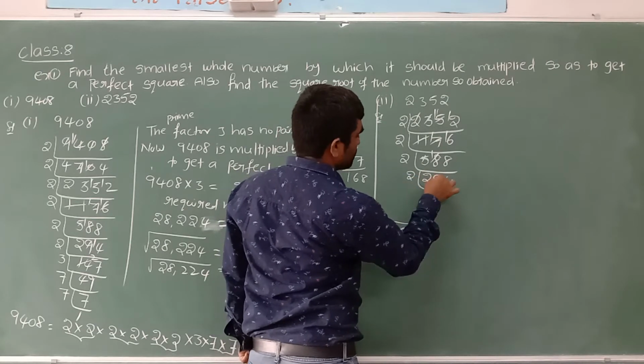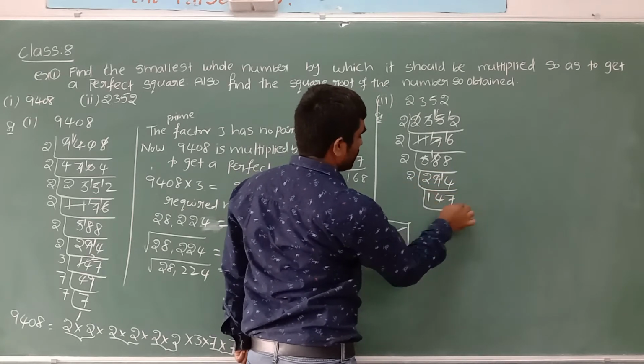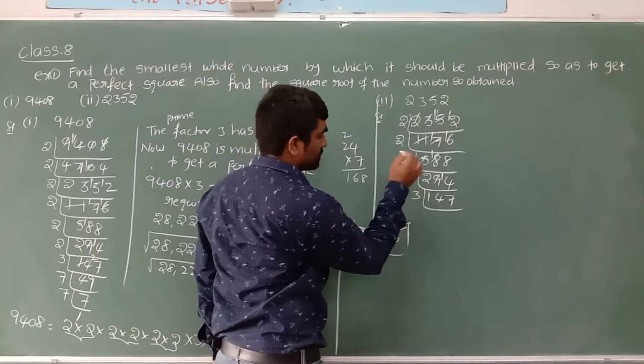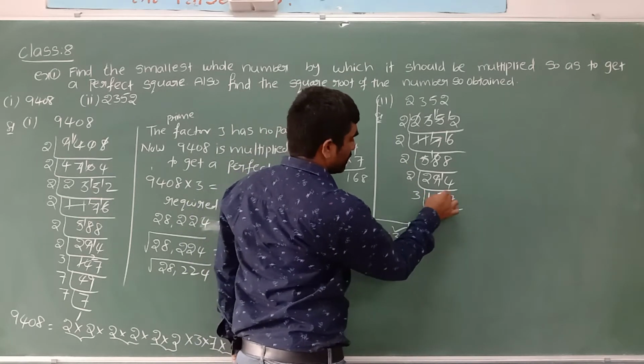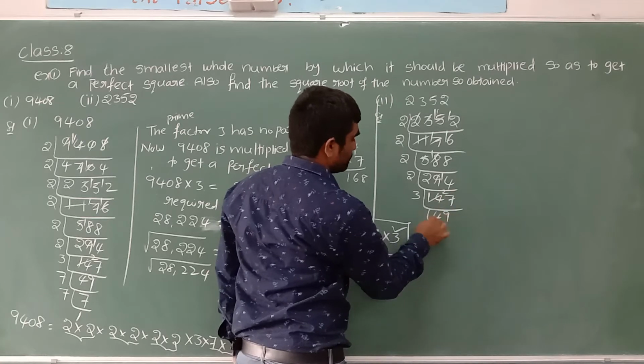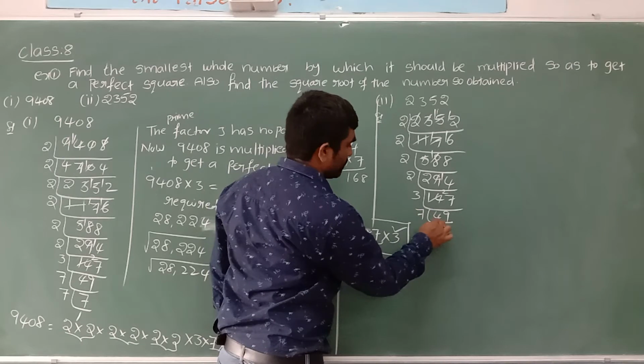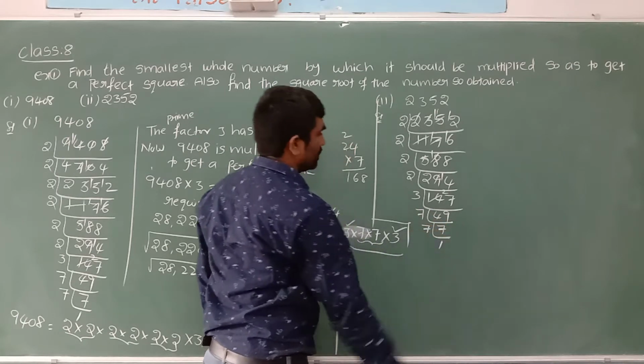2 ones are 2, 2 fours are 8, 2 sevens are 14. 1 plus 4 is 5, 5 plus 7 is 12. 3 table possible for 12. Yes. 3 fours are 12, 2 left. 3 nines are 27. Again which table here? 7 table we can see. 7 sevens are 49, 7 ones are 7.